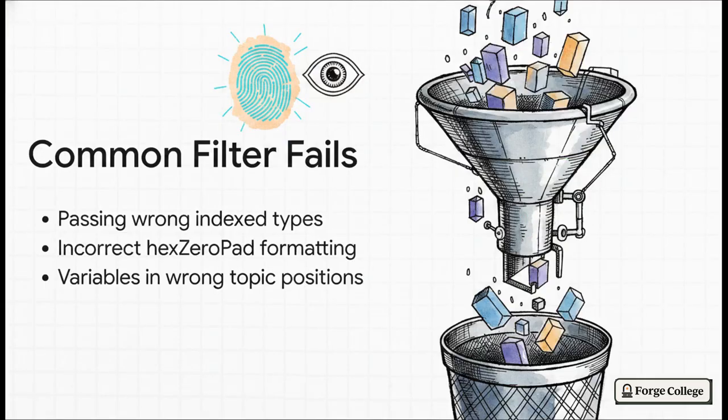Say you pass an actor to your listener as a standard JavaScript number instead of a properly formatted address. Or maybe you totally mess up your hex zero-pad formatting. Or, you supply variables to the completely wrong topic positions. If you do any of that, your filter is just going to silently drop the event without giving you a single error message. Nope, it just assumes, hey, this isn't the fingerprint I'm looking for, and moves on.